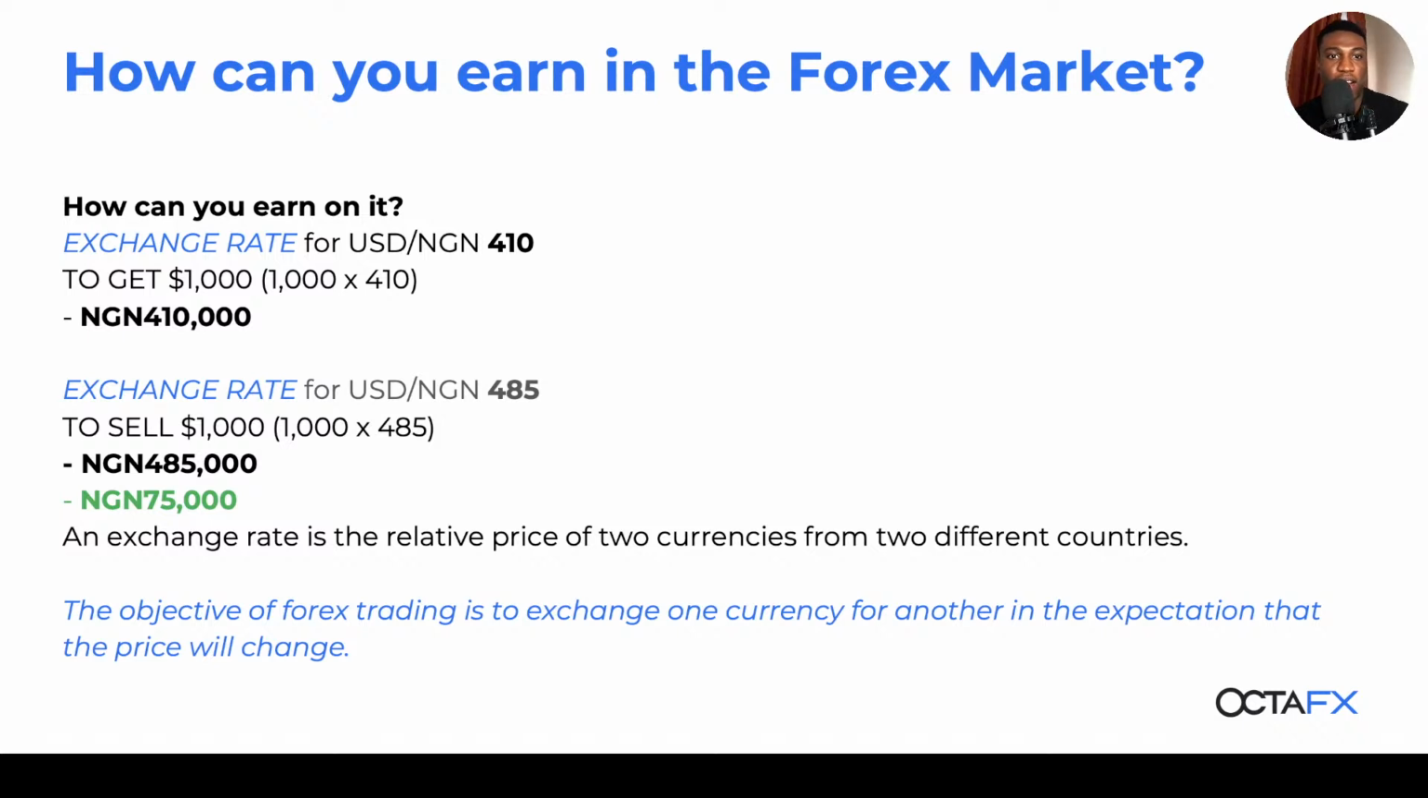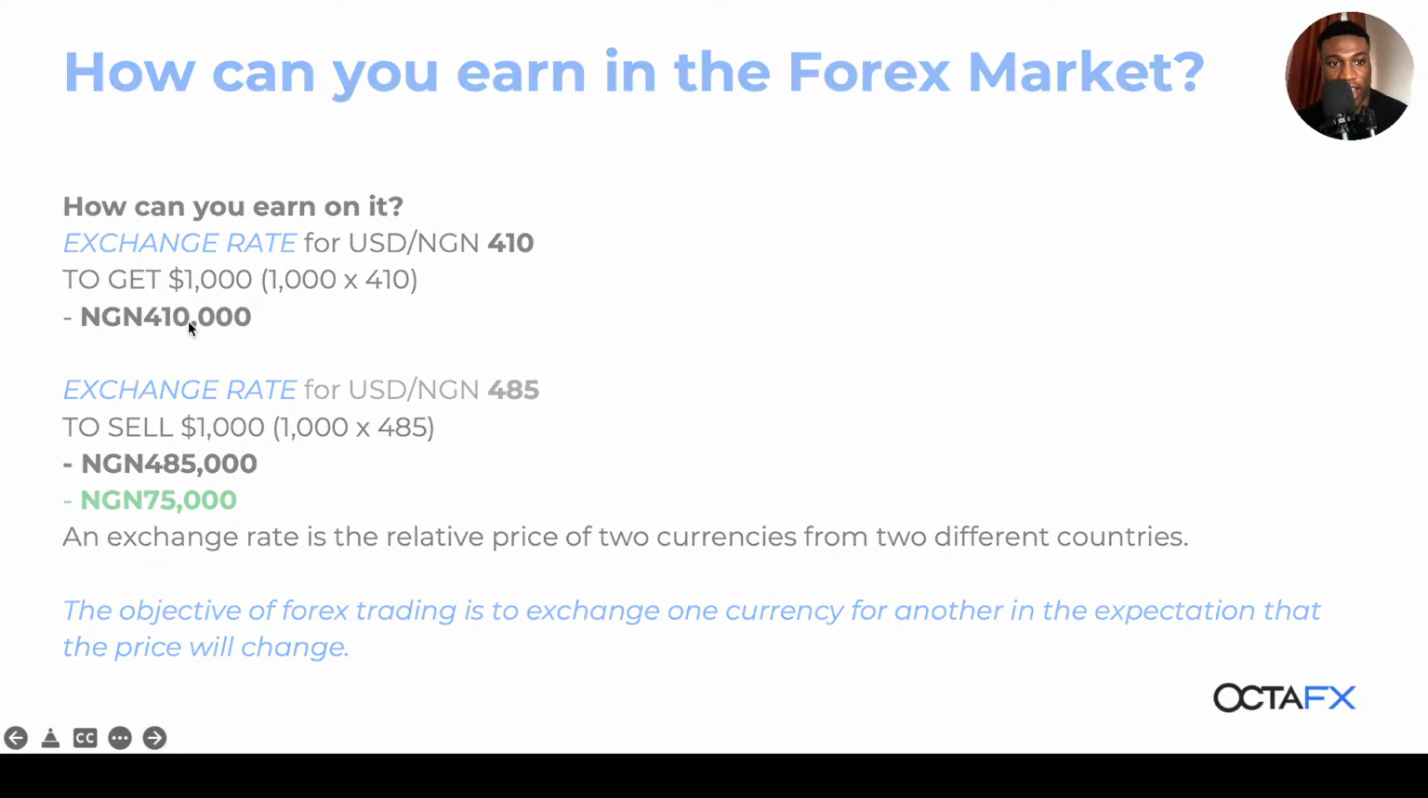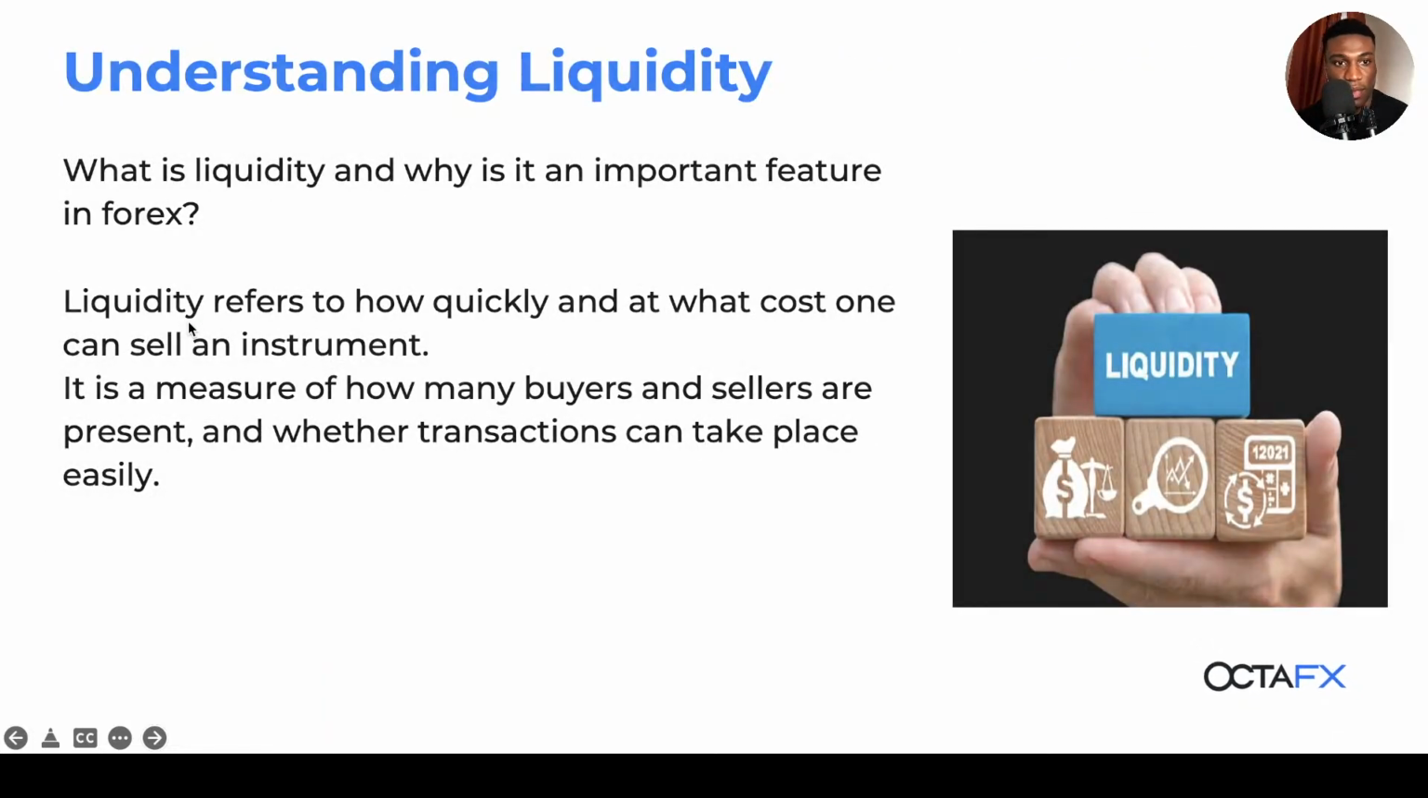So let's say the exchange rate for US dollar and the Nigerian naira is 410. What does this mean? You need 410 naira to get $1, right? That's the exchange rate. Now, to get $1,000 like you have here, you would need to multiply that $1,000 that you need by the exchange rate. That's going to give you the amount of naira that you need to get $1,000, right?